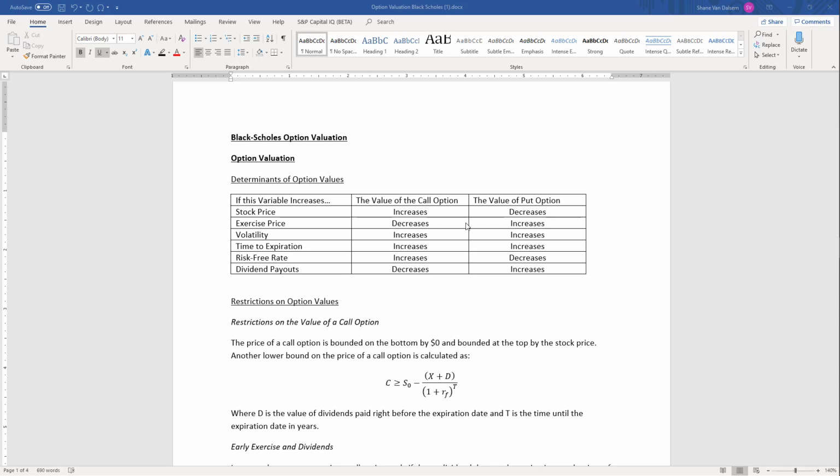And likewise, it causes the value of a put to increase, because put options are worth more when stock prices fall. All right. And again, we're gonna go through those different relationships when we work this out in Excel.